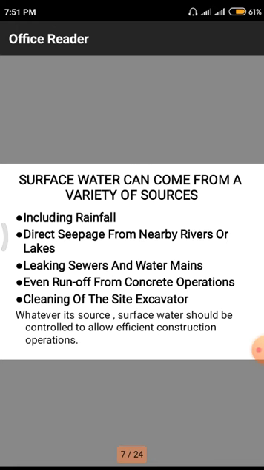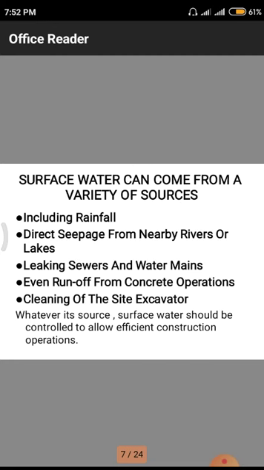What is surface water, and how does it come from a variety of sources? That means what are the major sources for surface water? First of all, we have rainfall. Including rainfall means we are simply setting rainfall aside. Without rainfall, what are the different sources of surface water?